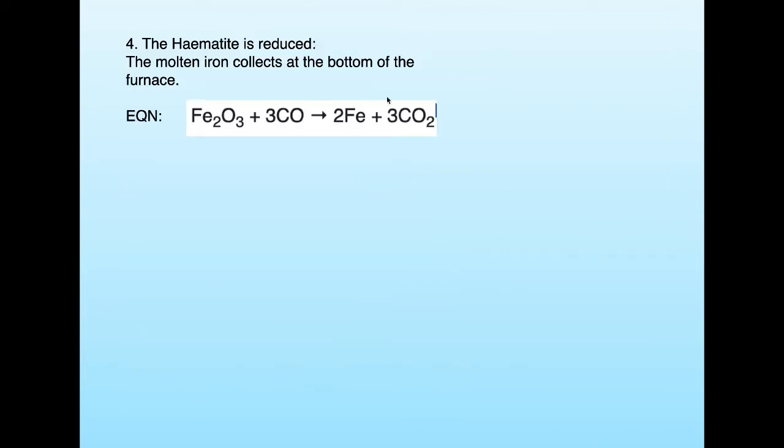The fourth reaction you need to know, and this is the reaction that produces the iron, is the reduction of the hematite. Iron 3 oxide, the carbon monoxide rips these oxygens off it, and you produce iron in its liquid form and carbon dioxide.